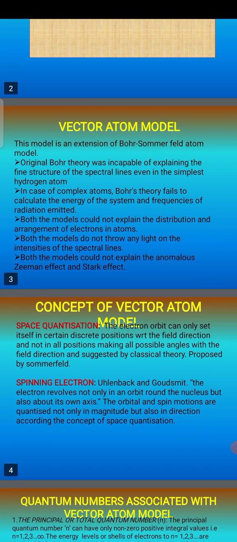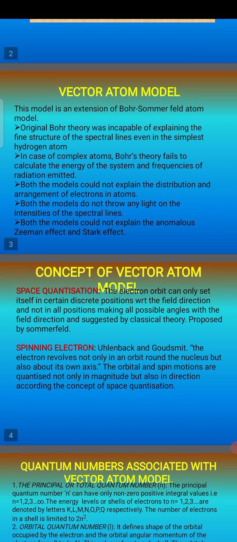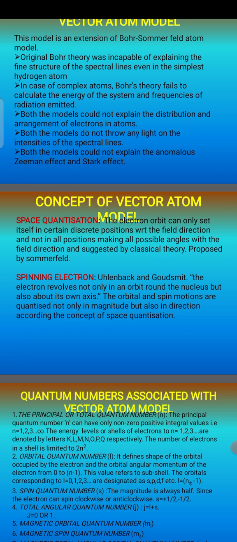What is Zeeman effect? When a magnetic field is applied to the atom, each spectral line splits into several lines, called the Zeeman effect. And when an electric field is applied to the atom, each spectral line splits into several lines, known as the Stark effect. So to overcome all these drawbacks of Bohr and Sommerfeld's theory, Sommerfeld, Uhlenbeck and Goudsmit explain the two postulates. One is space quantization and second one is spinning electron.